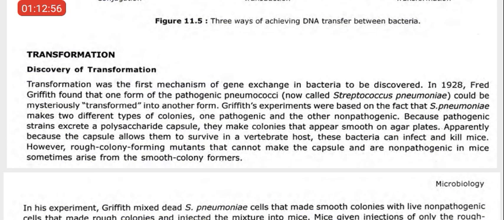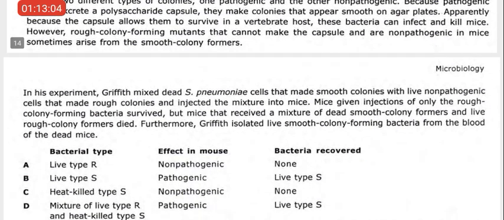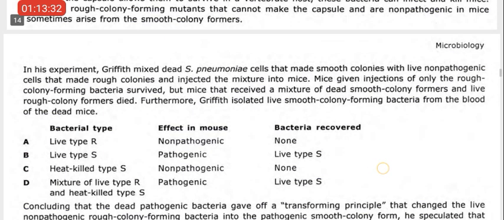However, colony-forming mutants that cannot make the capsule, and are not pathogenic in mice, sometimes arise from some smooth colony formers. In his experiment, Griffith mixed dead S. pneumoniae cells that made smooth colonies with live non-pathogenic cells that made rough colonies and injected the mixture into mice. Mice given injections of only the rough colony forming bacteria survived, but mice that received a mixture of dead smooth colony formers and live rough colony formers died. Furthermore, Griffith isolated live smooth colony forming bacteria from the blood of the dead mice.